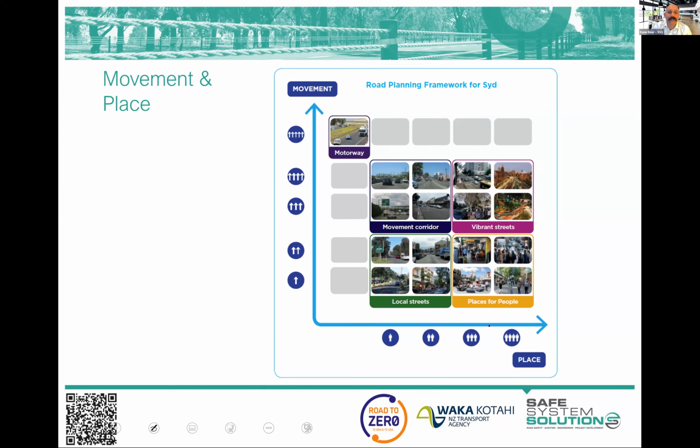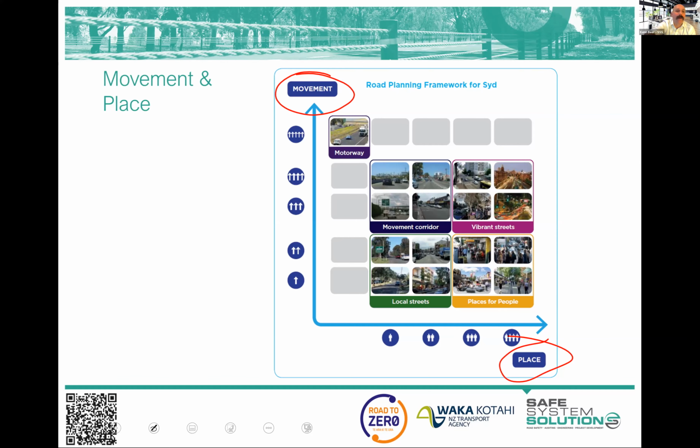Now your classic that really actually doesn't have any place function or shouldn't have any place function is your motorway. And so on the y-axis, we've got movement, and on the x-axis, we've got place. Now, as I mentioned there, place is this thing that we talk about for areas that are vibrant, have trade, have interaction between humans, social activity, and they're in the movement and place manuals and the like that you can find many of if you just Google movement and place. They'll give you some refined definitions of place.